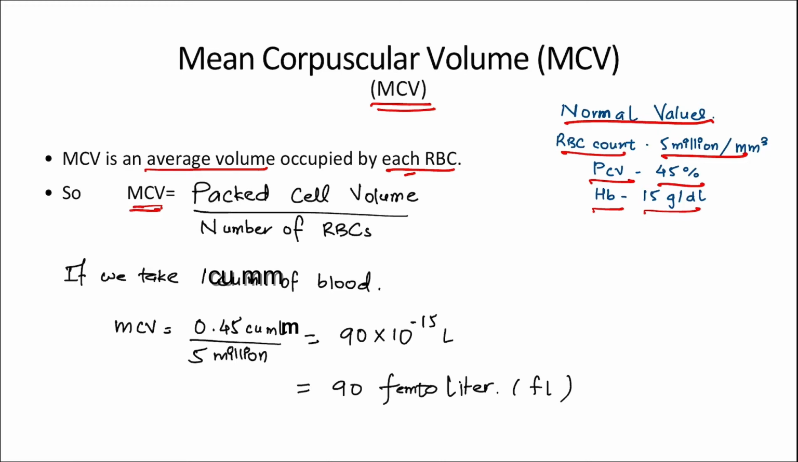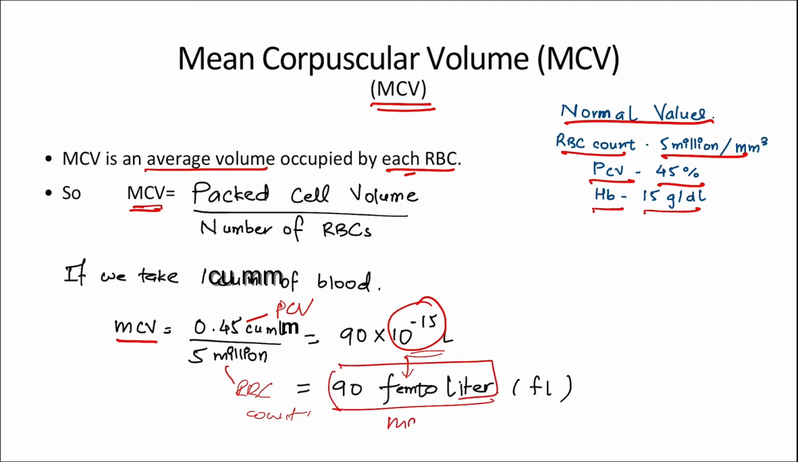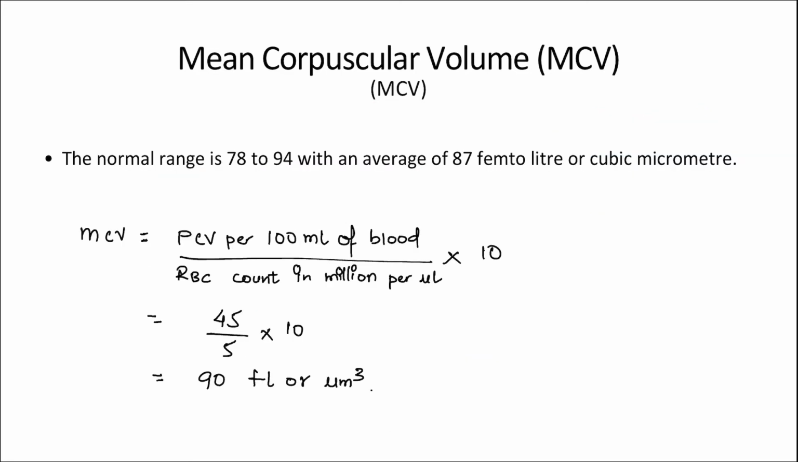So if we put all the values, then MCV will be 0.45 divided by 5 million. This one is PCV and this one is RBC count. So the answer will be 90 into 10 raised to minus 15 liter. 10 raised to minus 15 is called femto. So 90 femtoliter will be the MCV, mean corpuscular volume of each RBC. The normal range of MCV is 78 to 94 with an average of 87 femtoliter or cubic micrometer.